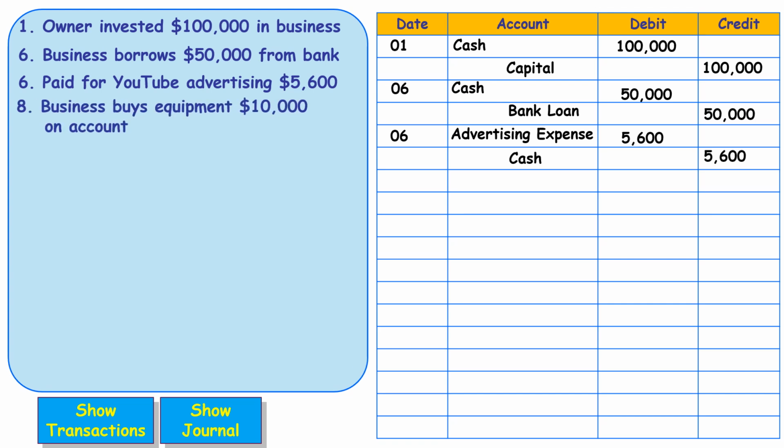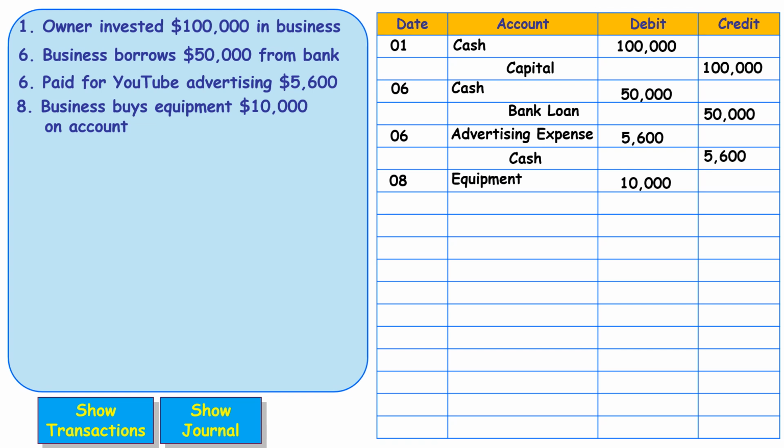Another transaction is the business buys equipment 10,000 on account. Now again, we'll start with the date, and we are now going to figure out what to debit. So it buys equipment. Equipment is an asset. Assets increase will be debited. So we put in equipment and 10,000 in the debit box.